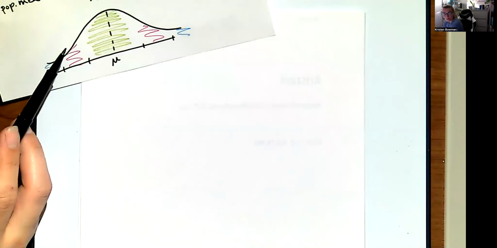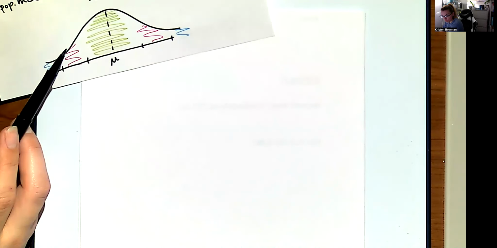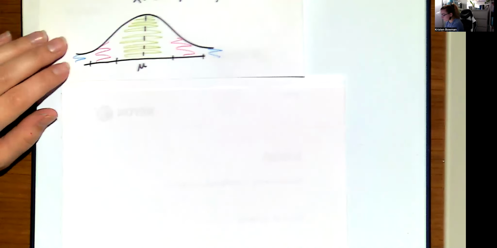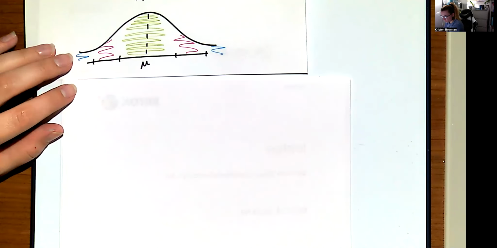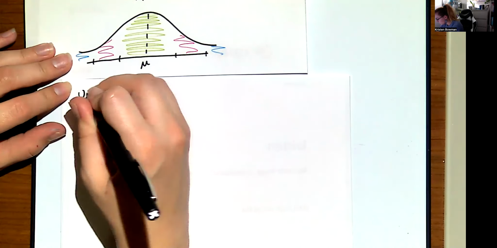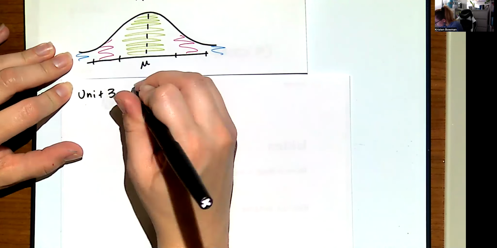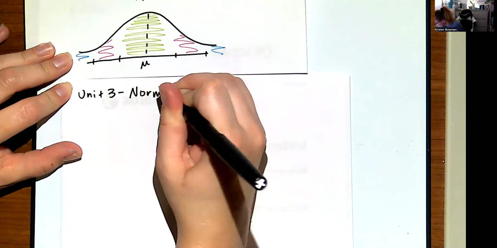Now, Unit 3 was really where we got into the normal distribution. Remember this little guy that we just looked at? This guy, right? This is what the normal distribution looks like. So I'm going to actually leave that right about here. And then I'll do our notes. All righty. So Unit 3. The normal distribution.